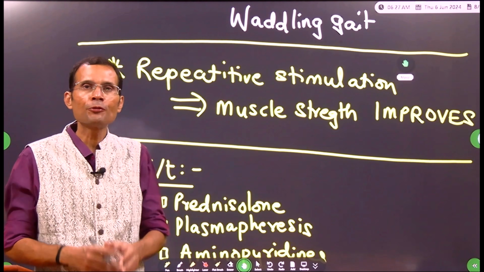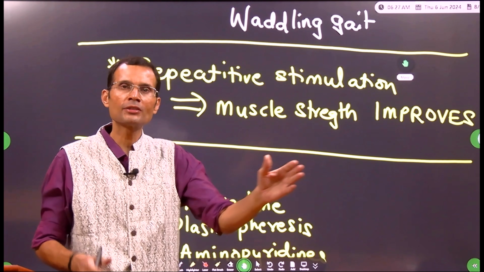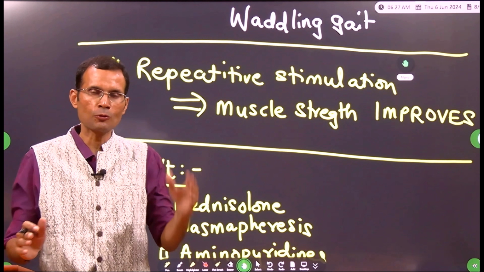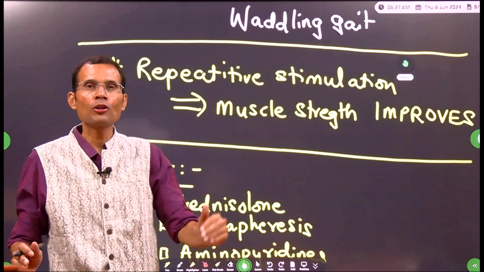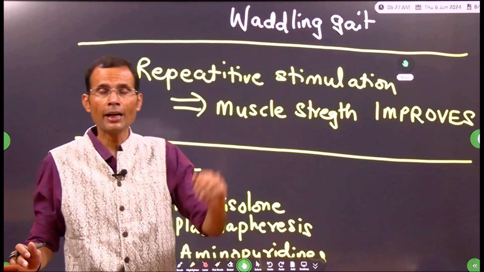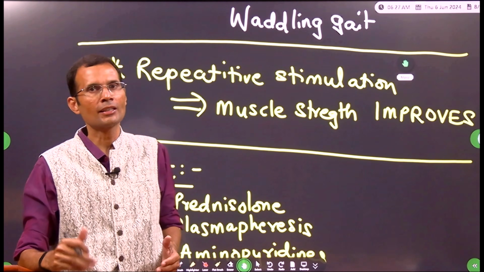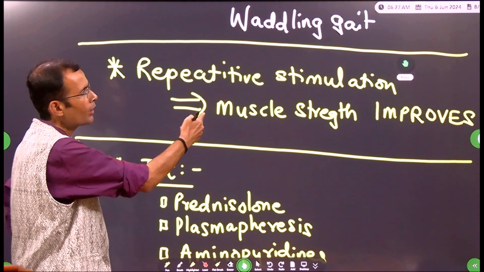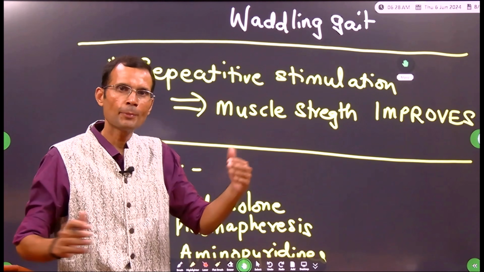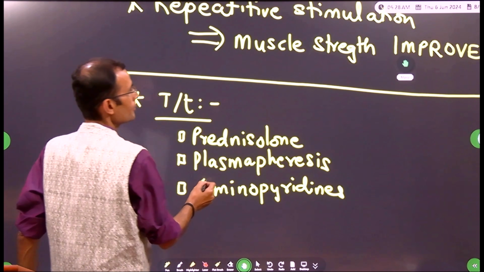So if you get a short note or a short answer question, compare and contrast myasthenia gravis versus Lambert Eaton disease, you can mention at least two differentiating features. One, myasthenia gravis involves the acetylcholine receptors on the post-junctional membrane or motor end plate, whereas Lambert Eaton disease involves the calcium channels in the presynaptic terminal. And the second one is this: with repeated stimulation, the contraction strength will decline in myasthenia gravis, but it will improve in Lambert Eaton disease. So that was Lambert Eaton disease.